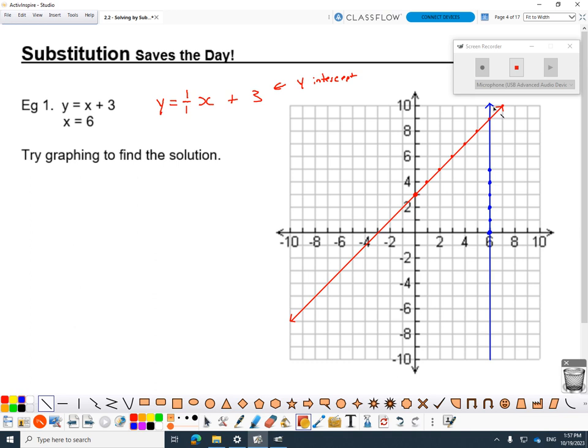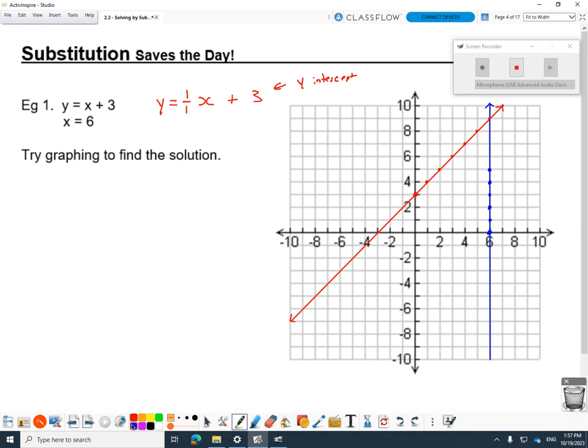Try graphing to find the solution. I did it. The solution is right there. Can you see it? What are the coordinates of that point? 6, comma? 9.